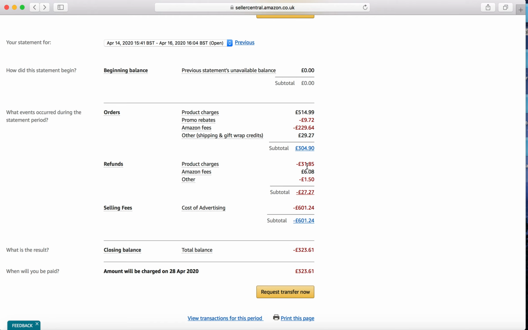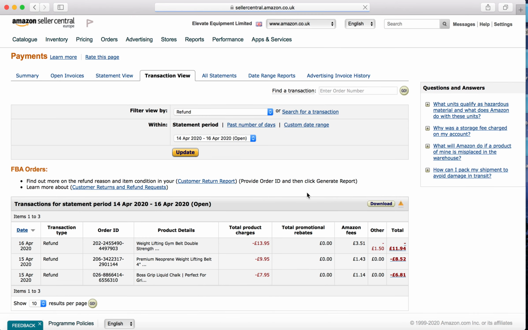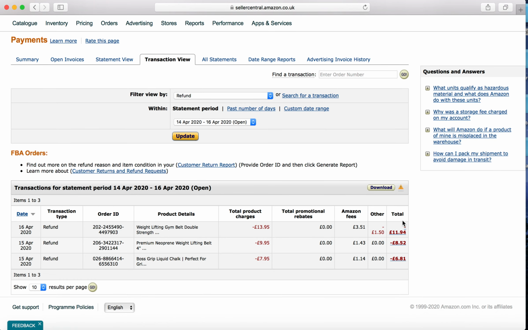Here is another good place to have a look at your refunds. If you're getting a high volume of refunds, you can go through here and identify how much you're losing on average or how much has been lost on that occasion, and you can actually identify which products or orders they are attributed to.